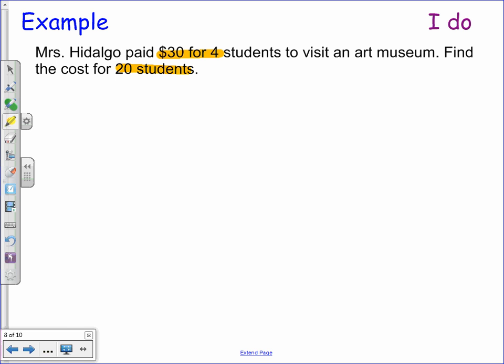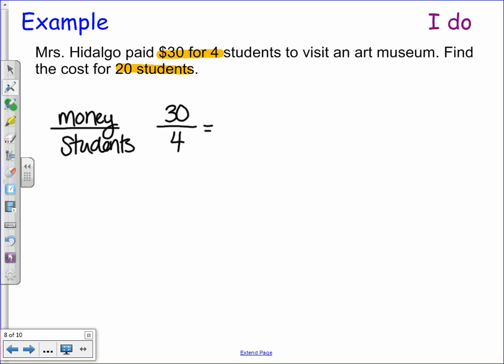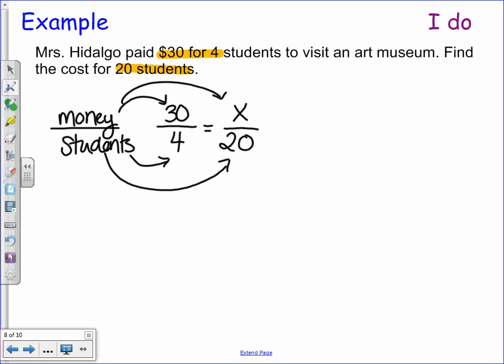All right, so I'm going to compare money or cost over students. So I'm going to set up my proportion. So $30 for 4 students equals some cost over 20 students, right? My students is going to go on the bottom because I'm comparing students. My money is going to go on the top, right? And I'm going to solve this proportion.